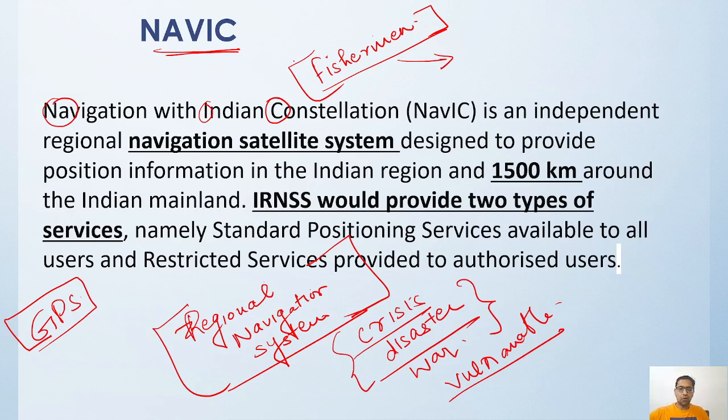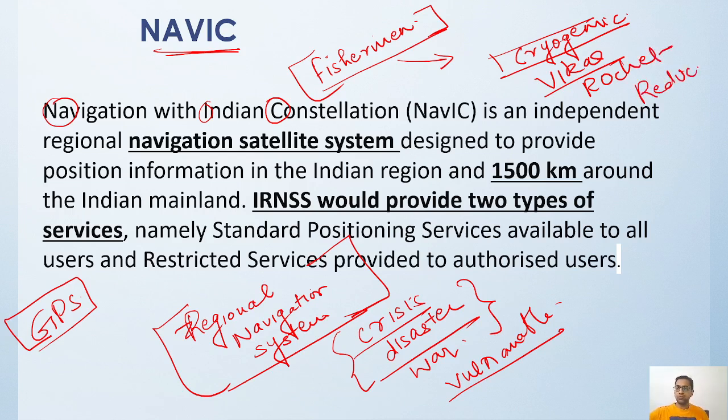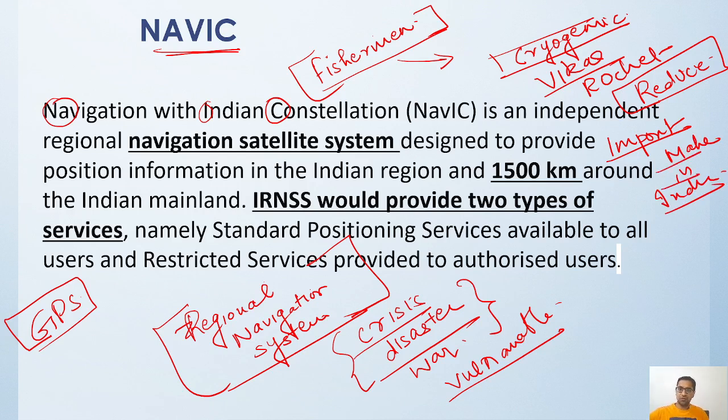So, in order to remove any kind of vulnerability, we are developing our own technologies in various fields. We have developed our own cryogenic engine, we have our own Vikas engine, and we have our own rocket system, because we want to reduce dependency on any other country regarding any type of technology. It is just like import substitution, and the Make in India that we are professing everywhere right now.